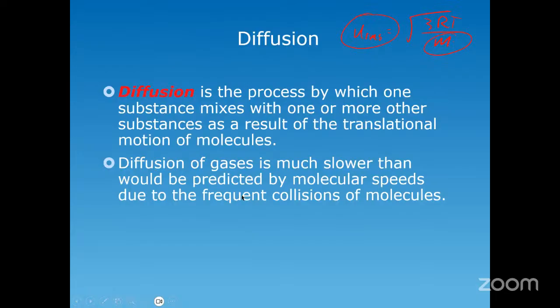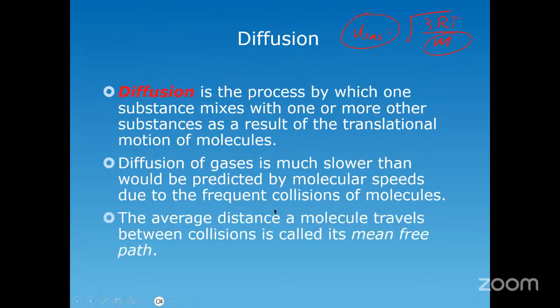The reason is that when you have two gases being mixed with each other, there will be collisions between the gas molecules, right? So basically, there's an interference that will take place in terms of the speeds of the gas molecules. As a result, the diffusion of molecules will be much slower than predicted by the molecular speeds due to the frequent collisions, right? And there is a term here: the average distance a molecule travels between collisions is called its mean free path.